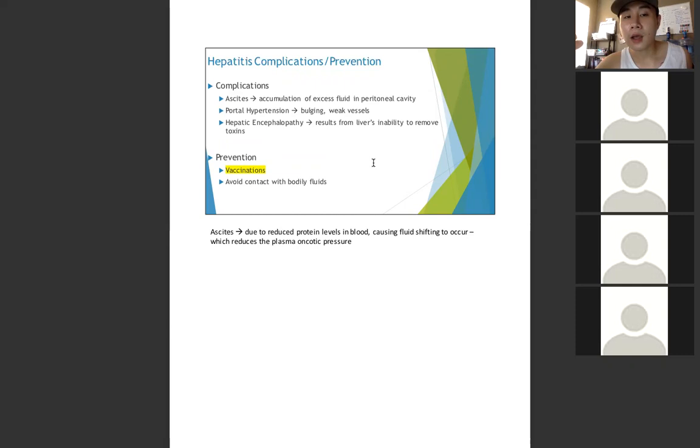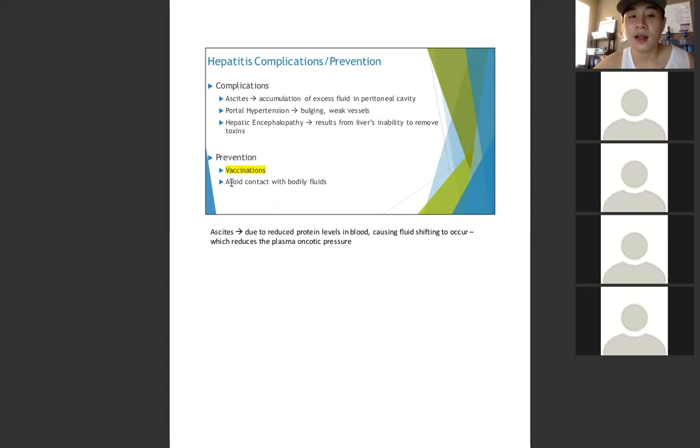Hepatic encephalopathy, I also mentioned this earlier. Encephalopathy is caused by a high amount of toxin in the body that leads to issues with the brain and causes confusion. It results from the liver's inability to remove toxins. How to prevent hepatitis? We get vaccinated and avoid contact with bodily fluid.